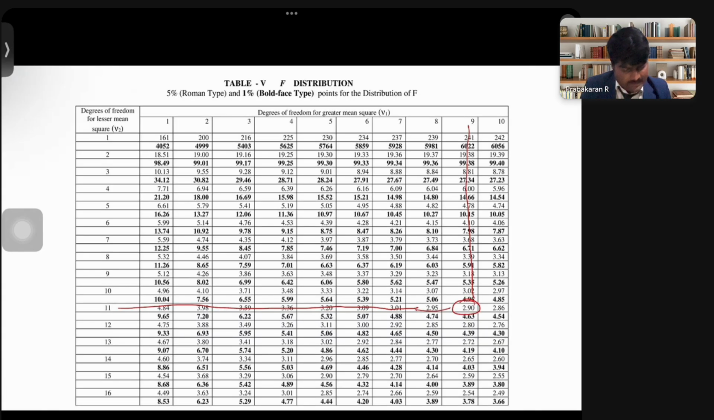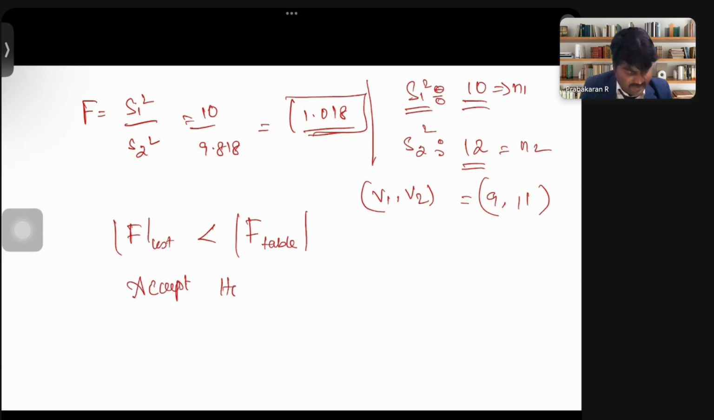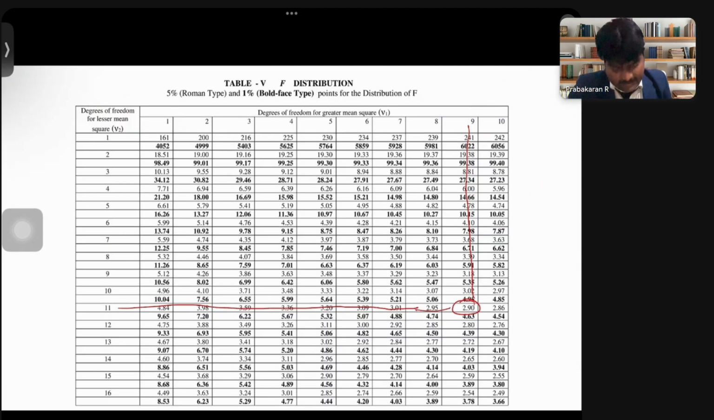So the conclusion is, the F test value is 1 and the F table value is 2.90. So we can conclude that we can accept H0, since the table value is greater than the test value. Next, we can go for applying the t-test.